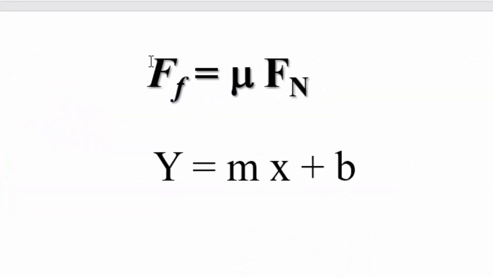Now let's look at the equation here. This is the equation that relates friction to normal force. And this is the general equation of a straight line: y = mx + b, where m is the slope, x is the x-axis, and b is the y-intercept. Now here in this graph of friction versus normal force, we are taking the friction to be the y-axis, and we are taking the normal force to be the x-axis.